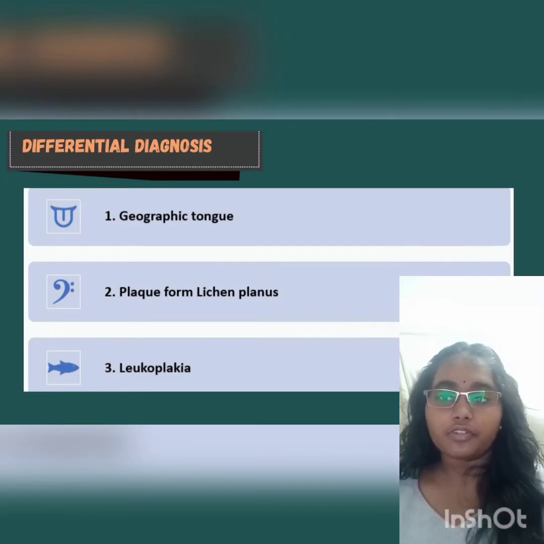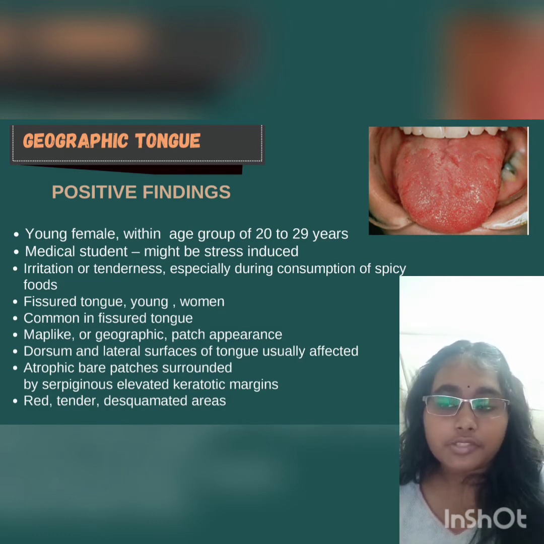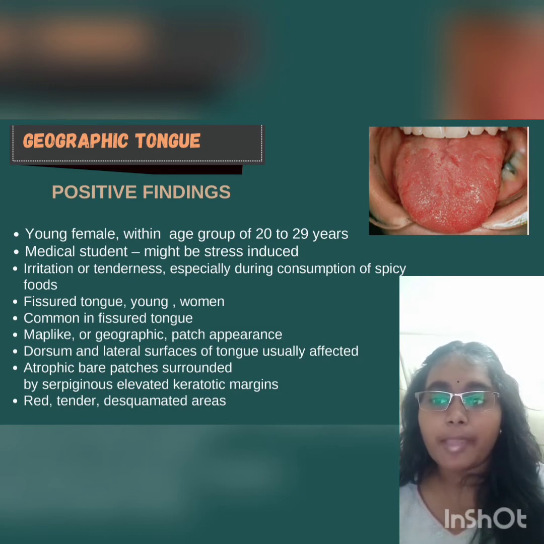Differential diagnosis for this patient is geographic tongue, plaque-form lichen planus, and leukoplakia. The positive findings I find in this patient are that she is 20 to 29 years old, female, and there is irritation on consumption of spicy food. She has a fissured tongue, and it has a map-like geographic appearance on the dorsum and lateral surface of the tongue. And there are atrophic bare patches surrounded by elevated keratin margins, and it's red, tender and desquamated.